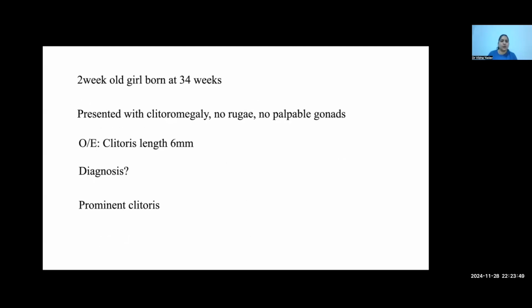So we have this 2-week-old girl who was born at 34 weeks, and she presented to us with clitoromegaly. There was no scrotal development, no rugae, and no palpable gonads. On examination, the clitoris was found to be only 6 mm. So what is the most likely diagnosis in this case? I think the question would be whether you would like to do a workup in this. Wait, yes. This is a normal scenario. No need to work up. If you do work up here, you may find very high levels of LH and FSH, which are normal for a premature baby. Dr. Meenal Patel is also saying reassurance.